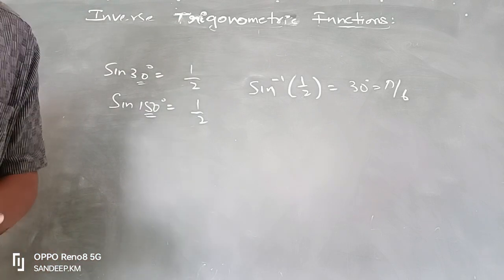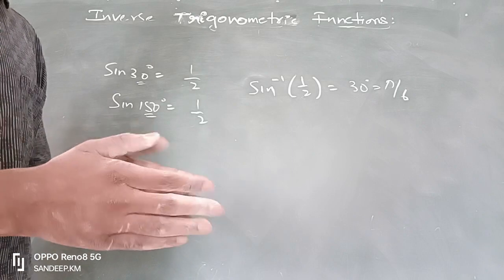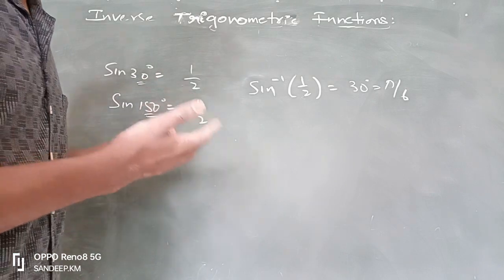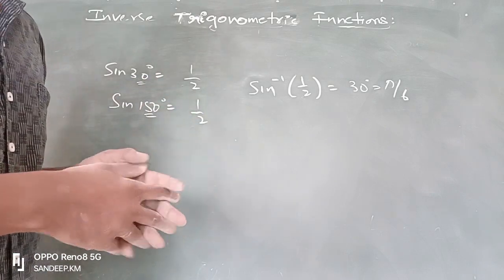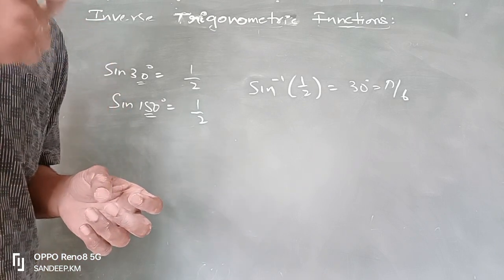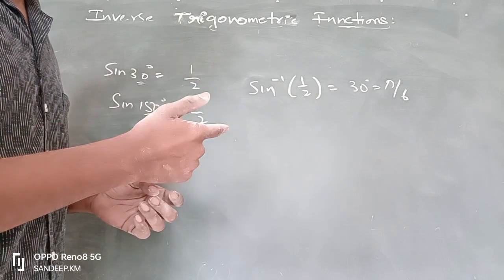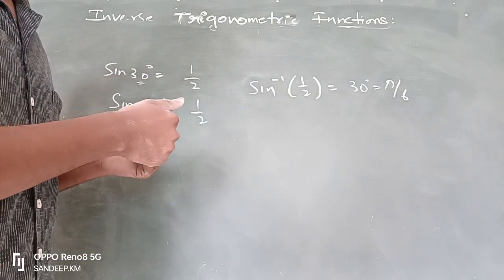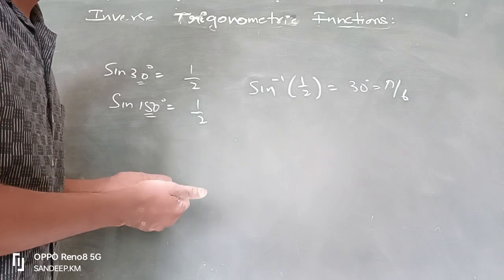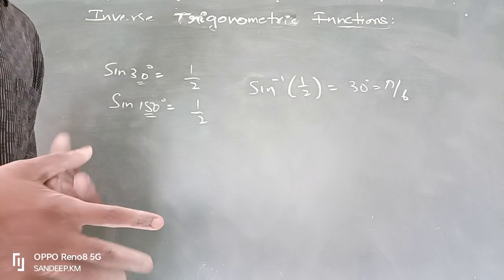Thank you. This is M. Sandeep Kumar. I hope you understood this concept. Please find out the restricted domains of cosecant x, secant x and cot x using their graphs, using the methodology that I have used, and let me know whether you have found those restricted domains or not in the comment section.